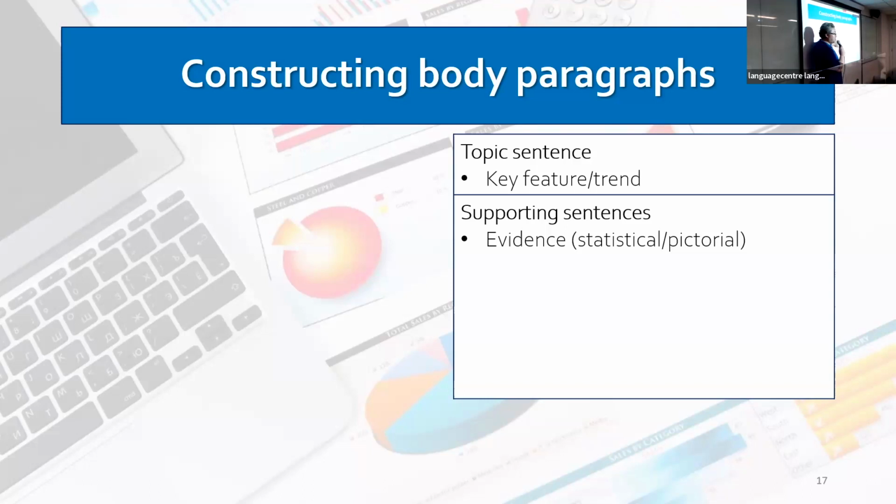In my workshop last week, I mentioned that in a body paragraph there should be a topic sentence appearing in the first sentence of your paragraph, and this topic sentence has to tell the reader the key feature or trend that you can observe from your visual. Then, in your supporting sentences, you give me evidence. Show me evidence from either statistics or from the picture, in order to convince me of your key feature or key trend that you have identified.